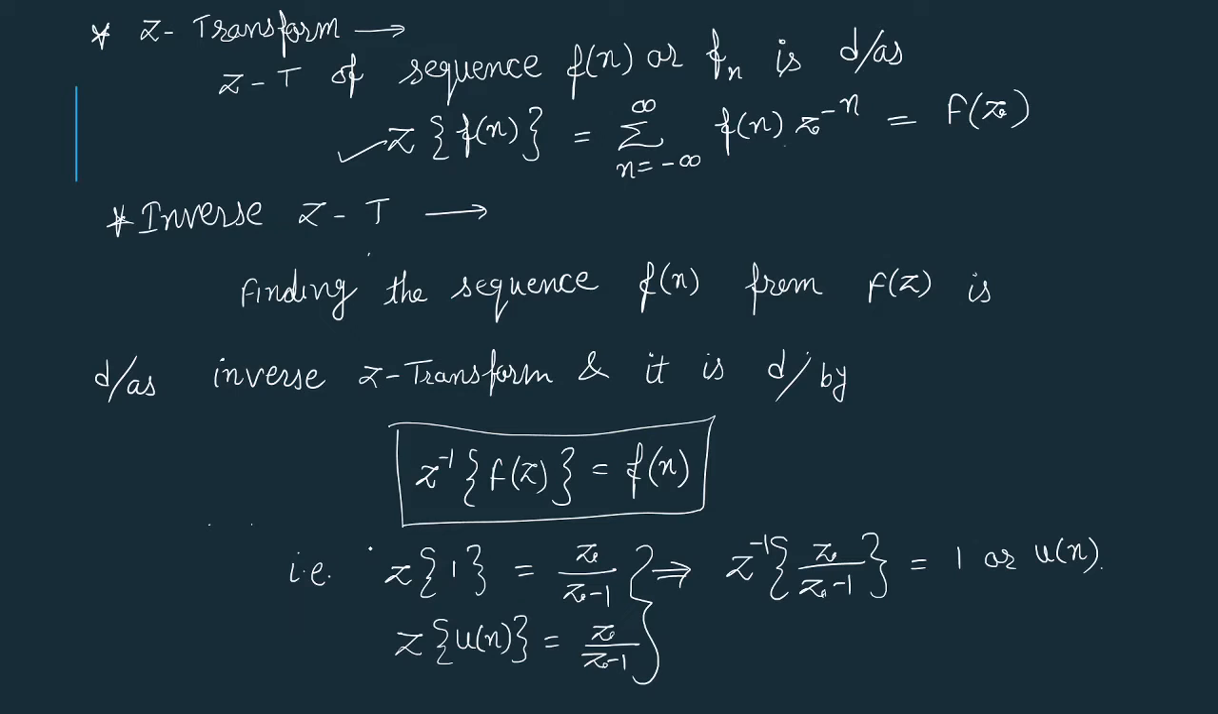For example, Z transform of 1 and u of n is equal to z upon z minus 1. Therefore, Z inverse of z upon z minus 1 equal to 1 or u of n. In this way, we can write down all formulas in this form.